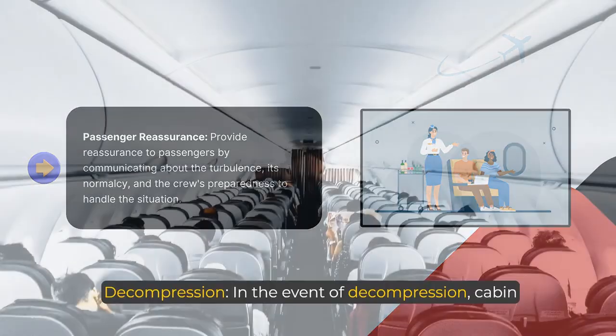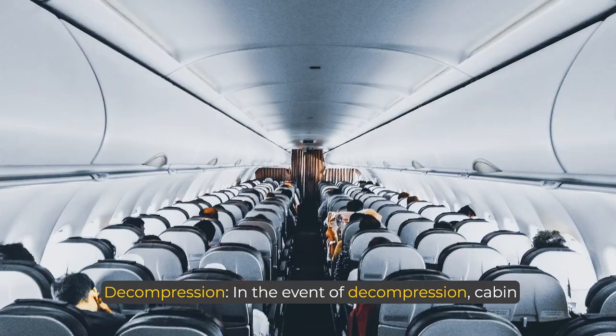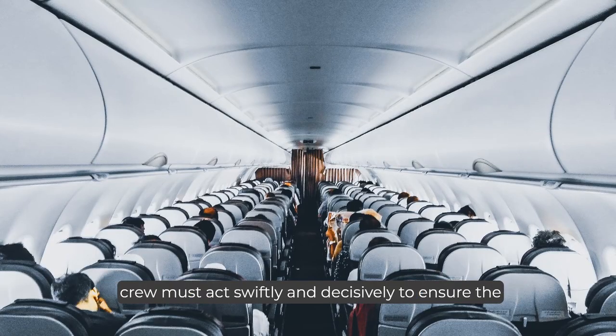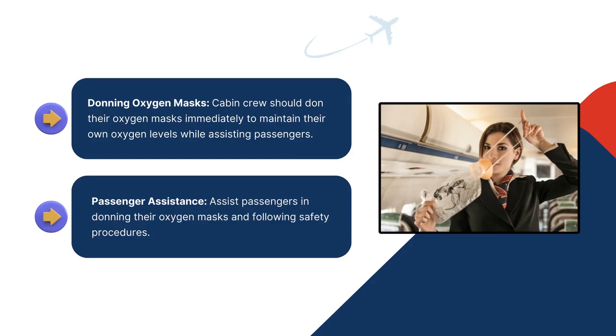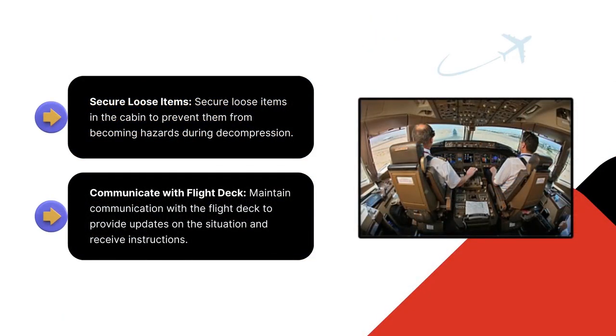Decompression. In the event of decompression, cabin crew must act swiftly and decisively to ensure the safety of passengers. Donning oxygen masks. Cabin crew should don their oxygen masks immediately to maintain their own oxygen levels while assisting passengers. Passenger assistance. Assist passengers in donning their oxygen masks and following safety procedures. Secure loose items. Secure loose items in the cabin to prevent them from becoming hazards during decompression. Communicate with flight deck. Maintain communication with the flight deck to provide updates on the situation and receive instructions.